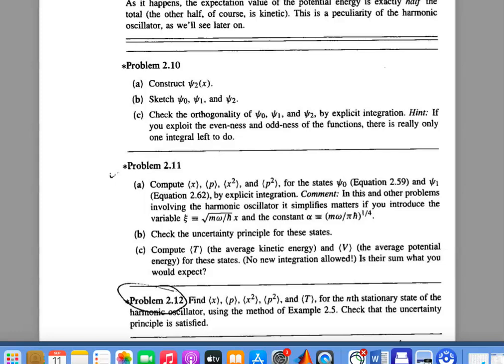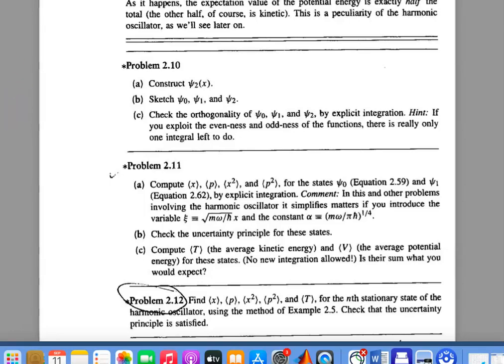Once you've calculated those, you check that the uncertainty principle is satisfied, that the uncertainty in the position x times the uncertainty in the momentum p is always greater than or equal to h bar over 2. I'm going to do the expectation value of x squared, and I want you to do all the other parts and turn this in as your homework problem.